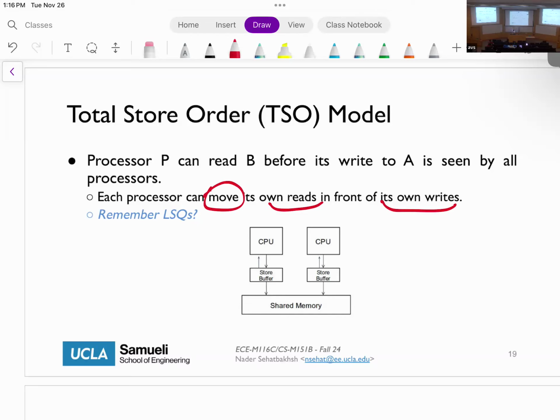But what TSO provides is that it maintains the order of stores. That's why it's called total store ordering. It maintains the order of writes, so everybody sees the same order of writes, but it allows you to move the reads in your own core before the writes. How do we do that?